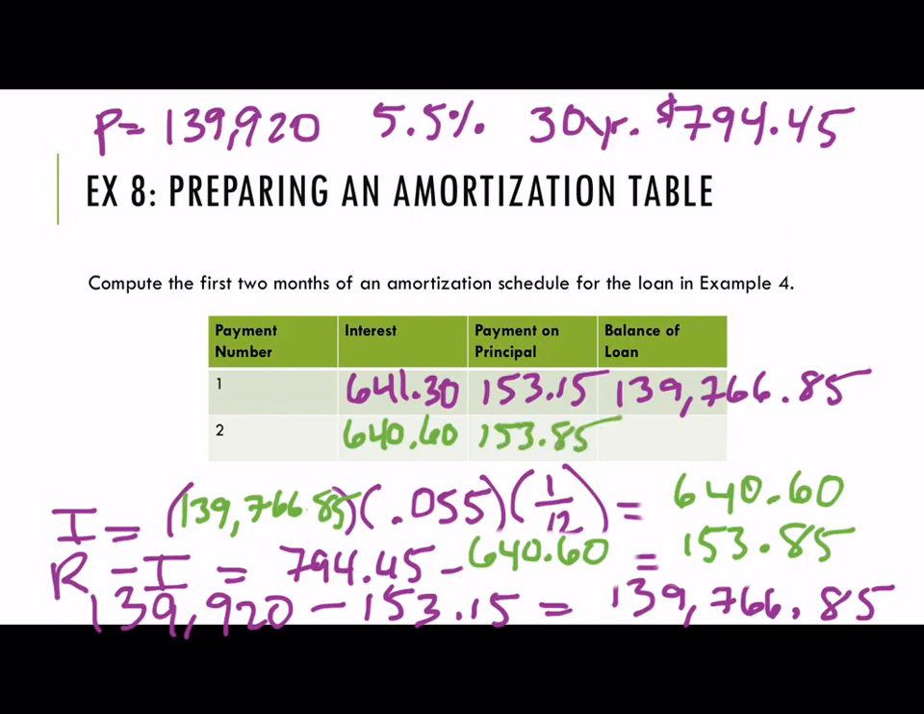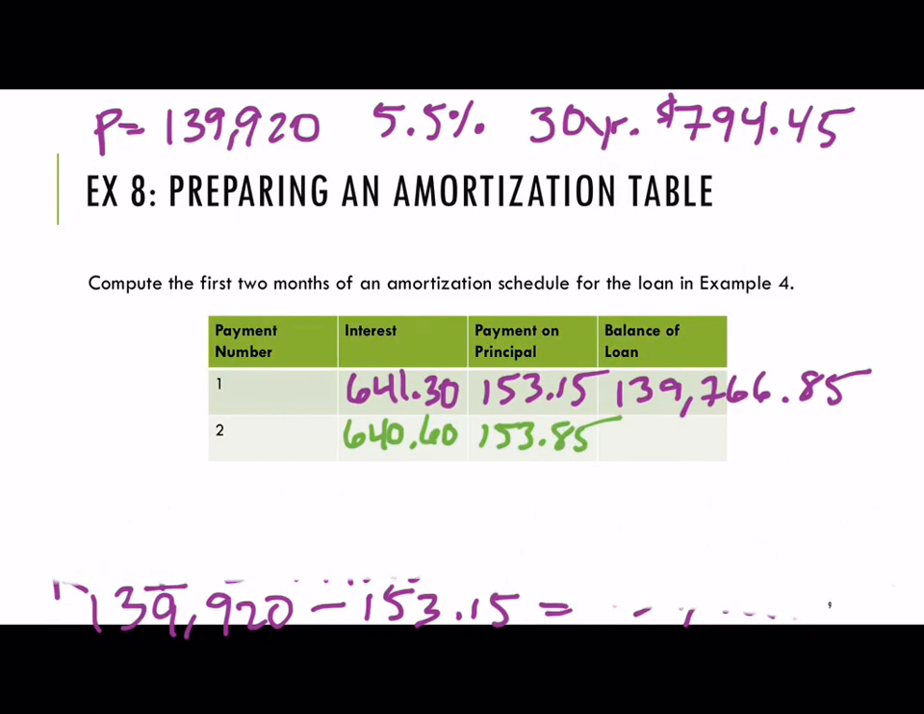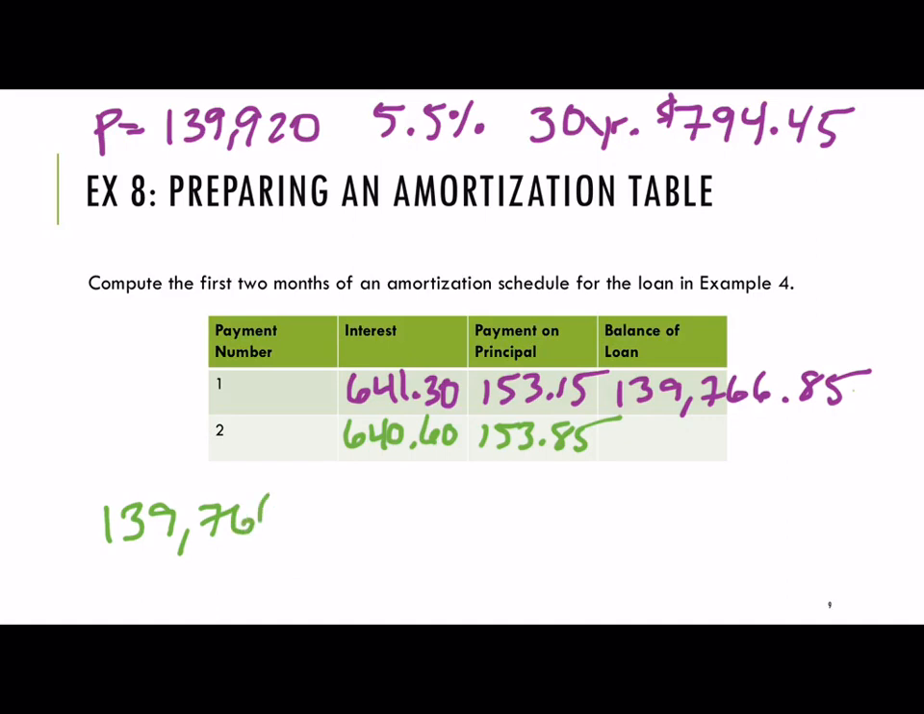Okay, and then finally we want the balance of the loan. So we would continue to take the current balance and subtract what we just paid to that balance. So this time the current balance is what's left over from the previous month, $139,766.85, and then you would subtract the payment on principal for that month, $153.85, and then that gives the balance for this month. So that's going to be $139,613. All right, and that's it.